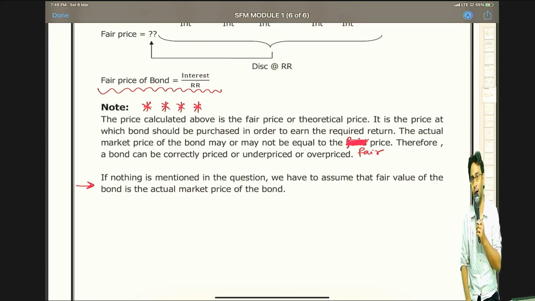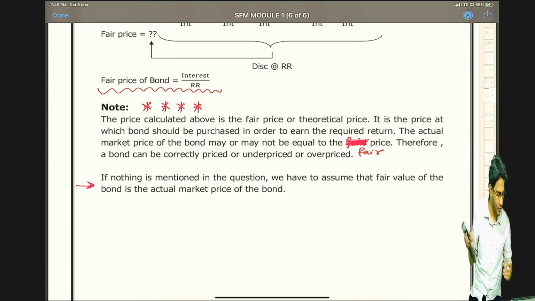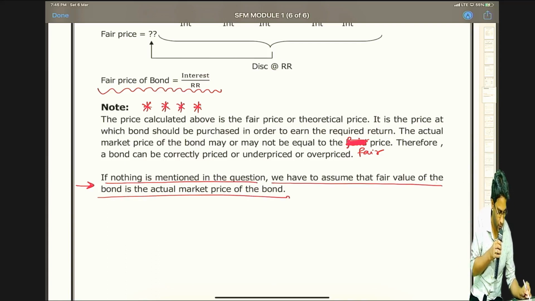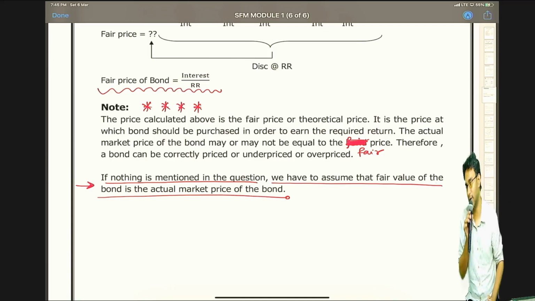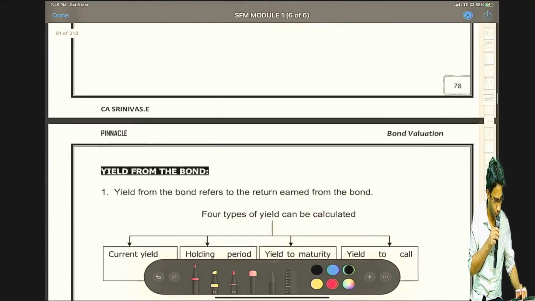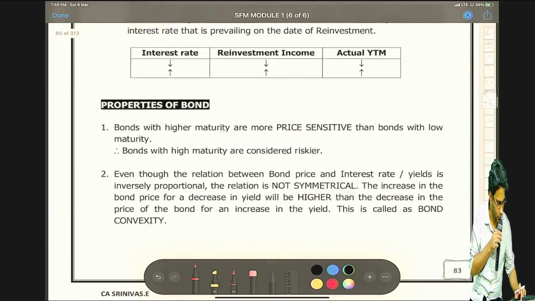Sir, how can you call like that? Because I will assume that the bond is correctly priced. Possible or not possible? Our assumptions are. If nothing is mentioned in the question, we have to assume that the fair value of the bond is the actual market price of the bond. That's it, sir. We are done with theory now. To some extent, there is a lot of story to be covered. So go to question number 1.